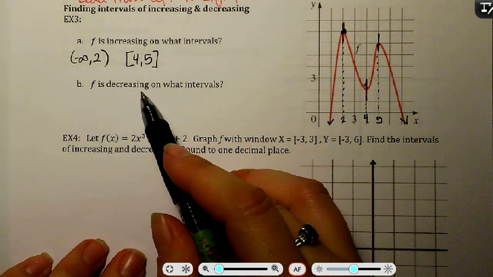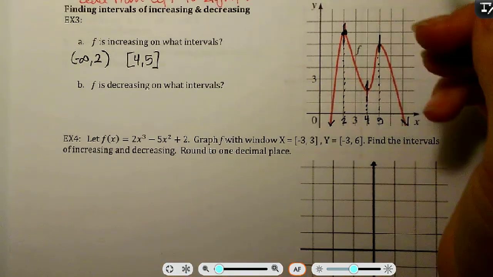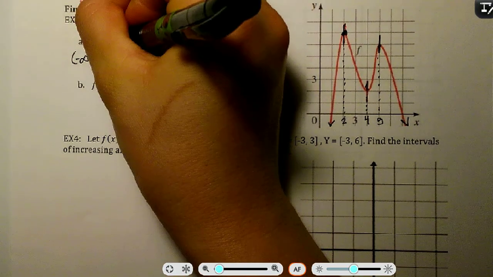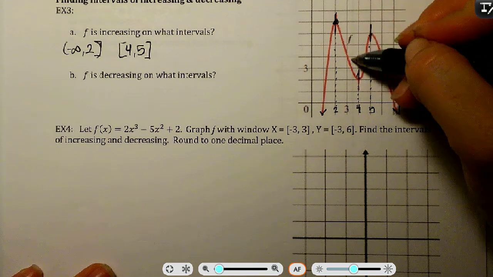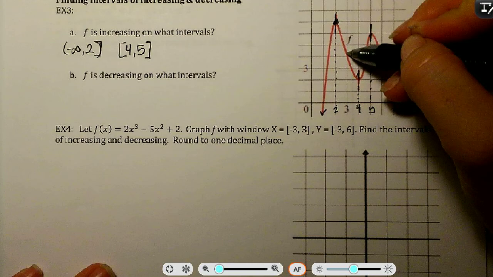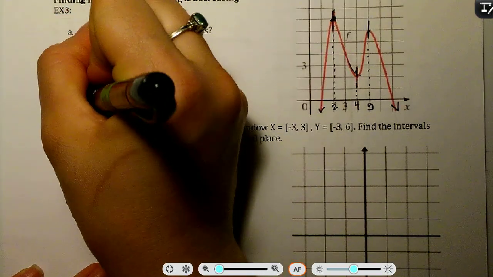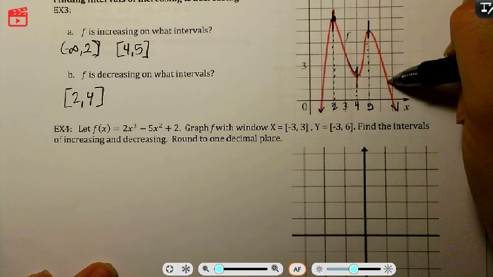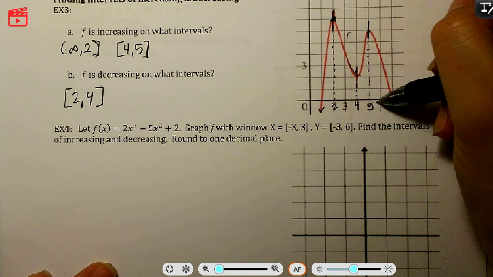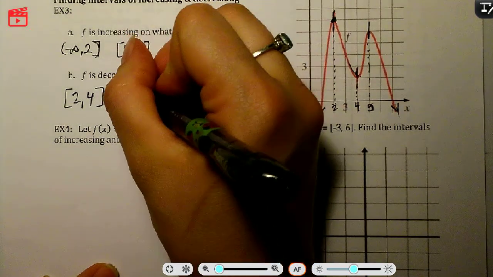All right, f is decreasing on what intervals? Okay. So let's see, we're decreasing on these 2 intervals. That's when we're going down. So the interval I'm decreasing on is 2 to 4. And the other interval I'm decreasing on is this one right here, which is 5 to, well, that goes on to infinity, so positive infinity.